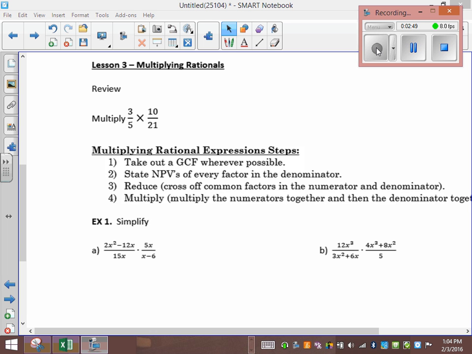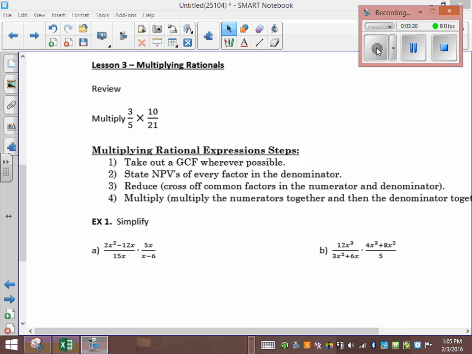Okay, so we've done equivalent rationals. We've done NPVs, non-permissible values, and we have done simplifying rationals, right? Today we're going to look over multiplying and possibly dividing. So multiplying rationals follows the same rules as multiplying fractions. What you can do is cross off anything that's common on the top with anything that's common on the bottom before you multiply.